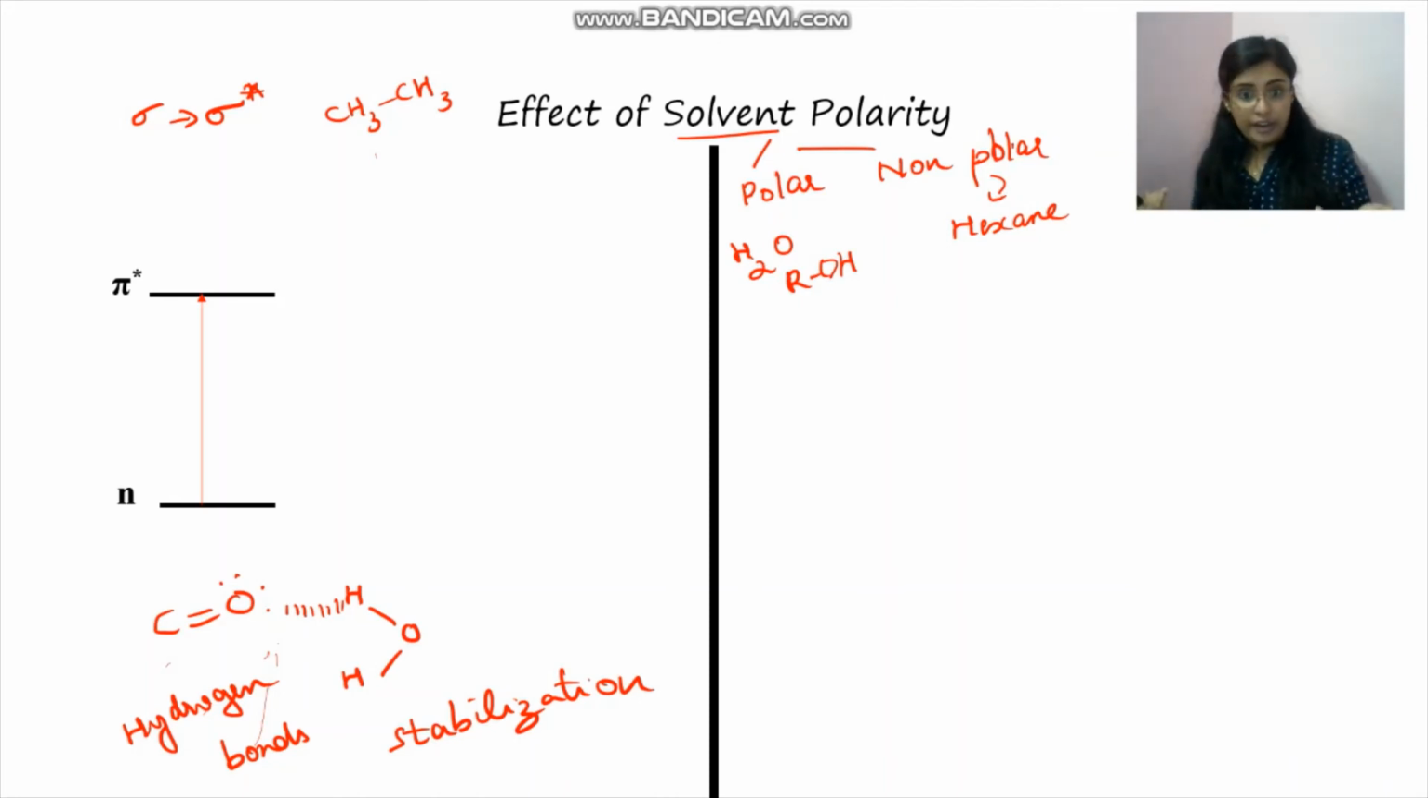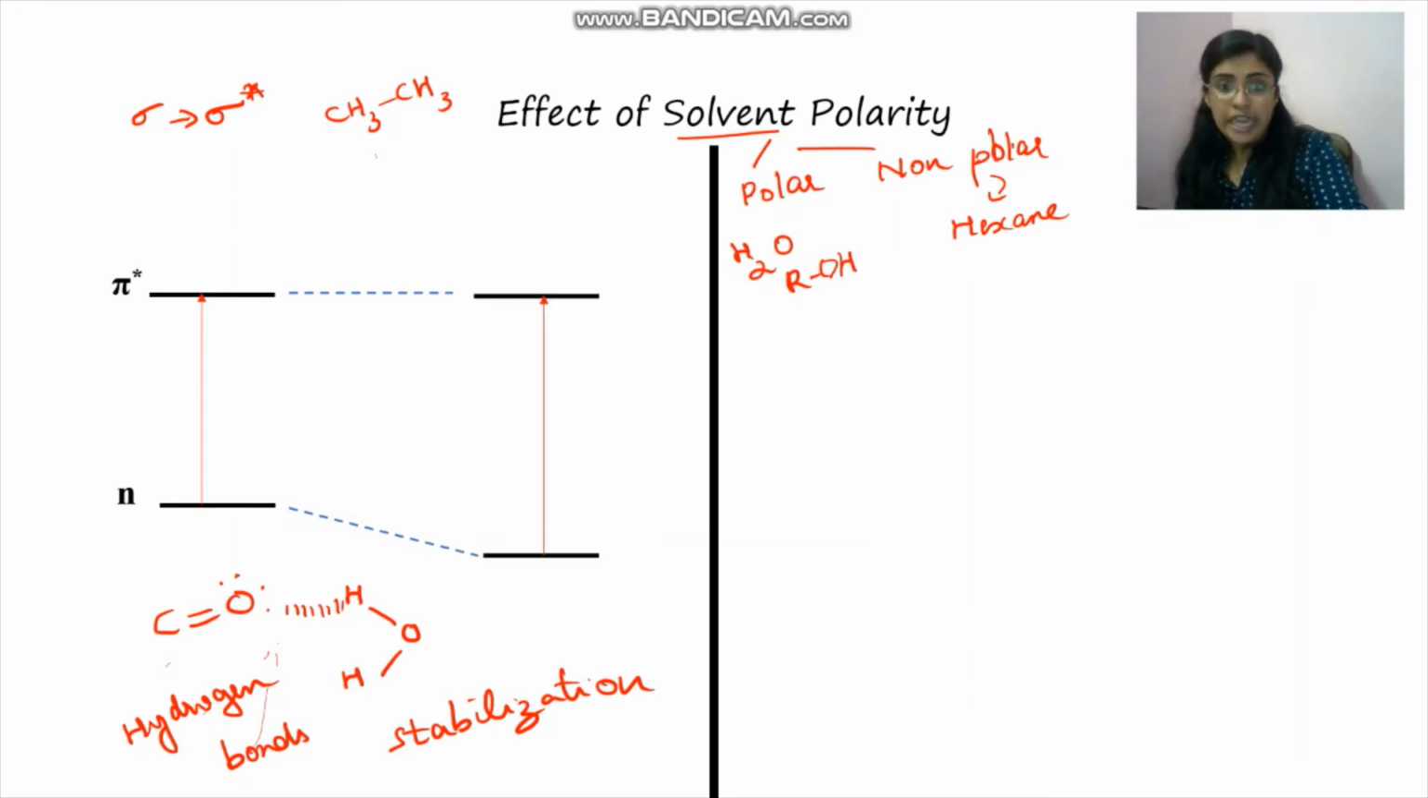Stable means lower energy. So my n, my non-bonding orbital, would now be in a lower energy state. But my pi star is in the same state. My n is the one which is interacting. My non-bonding electrons are interacting. That causes the stabilization of the molecule. As a result, my non-bonding orbital becomes lower in energy.